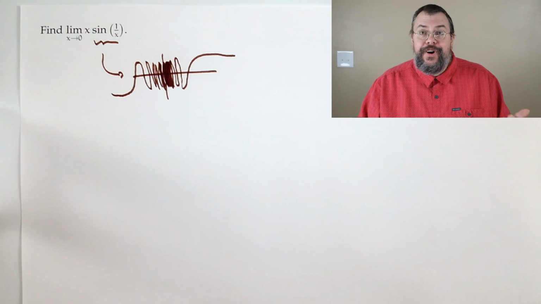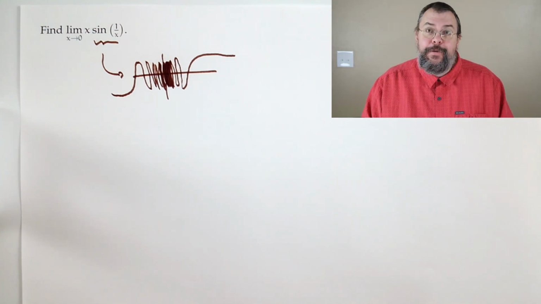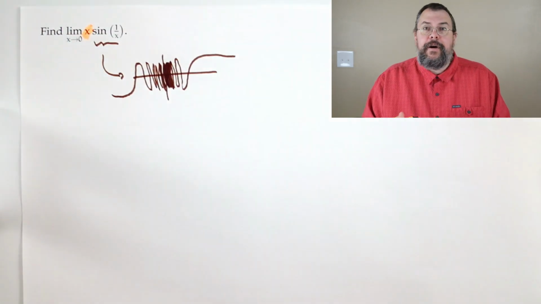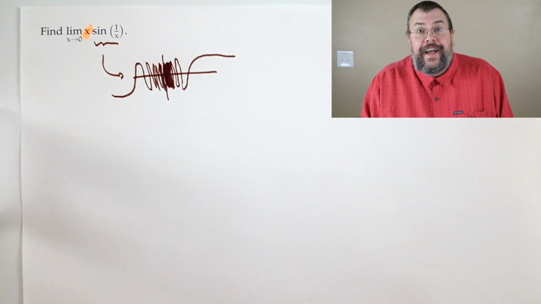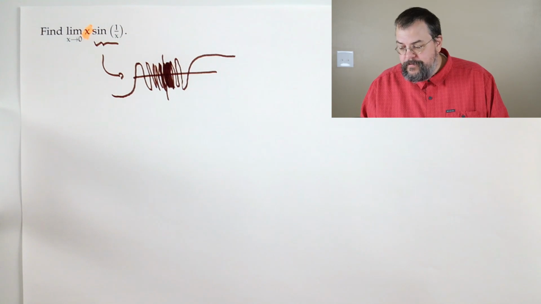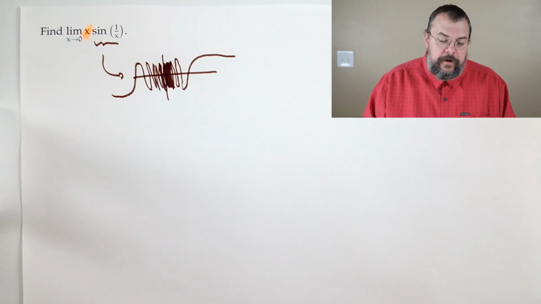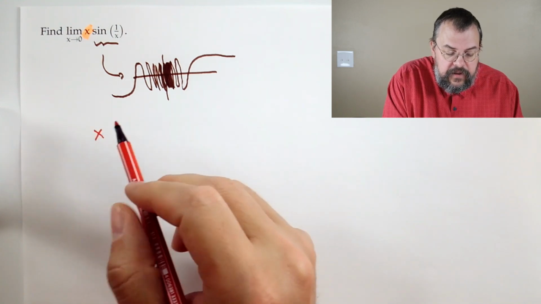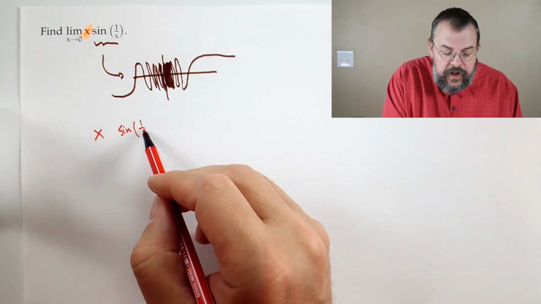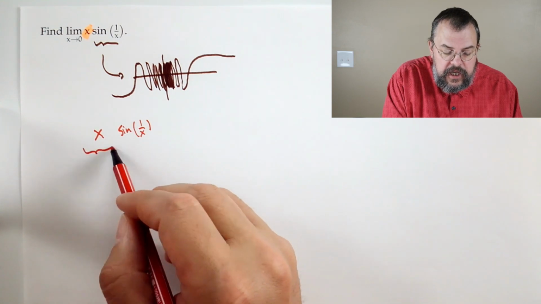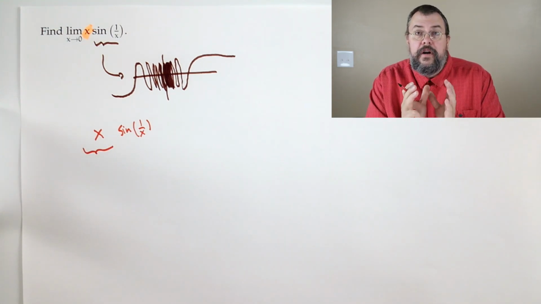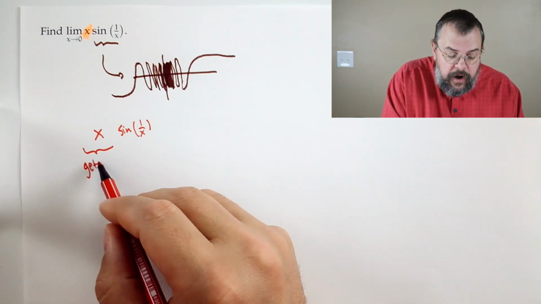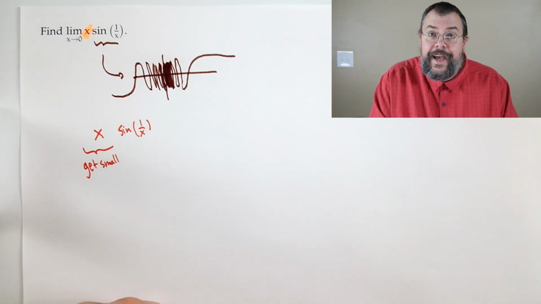But we don't just have sine 1 over x. See, we have a little bit of help now. We have that x. Now you might be thinking, okay, it's an x. What is that? Well, the reason that's helpful is that we have two pieces. So x sine 1 over x. And the key here is the x part. x is going to 0. So this is going to get small. All right, so that's useful to know.